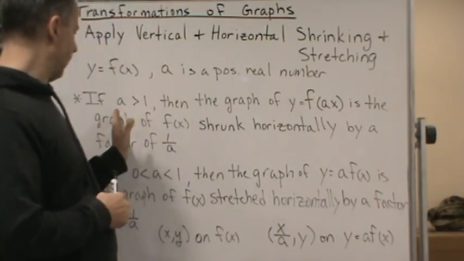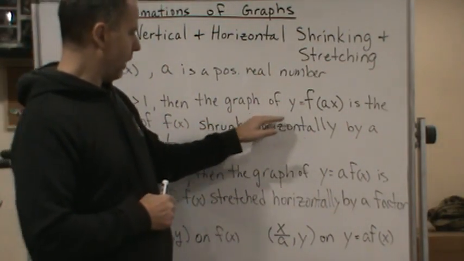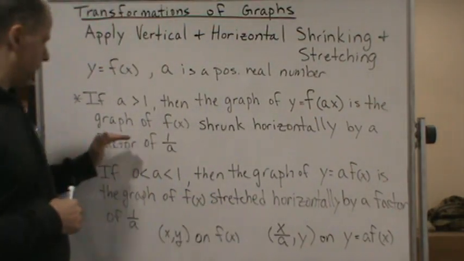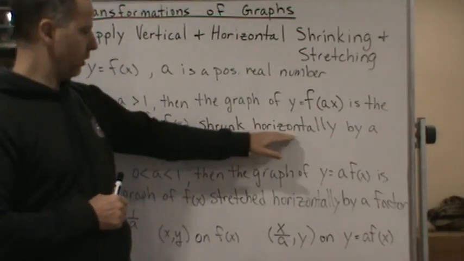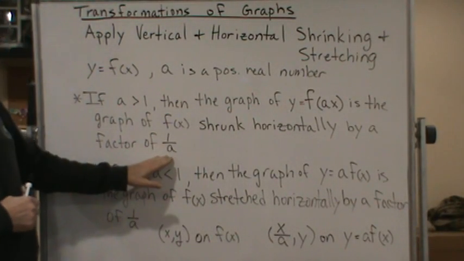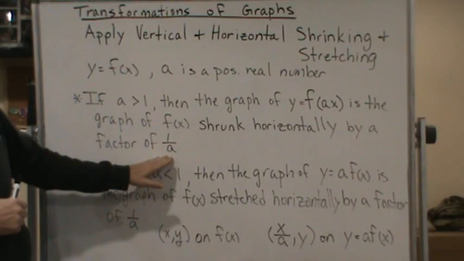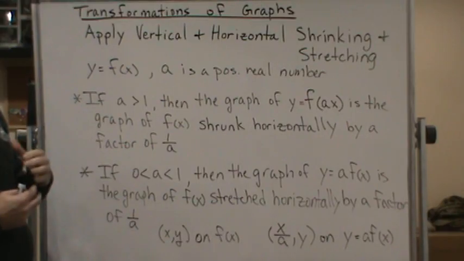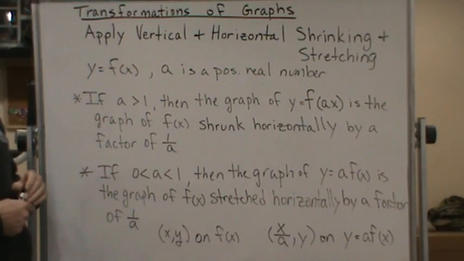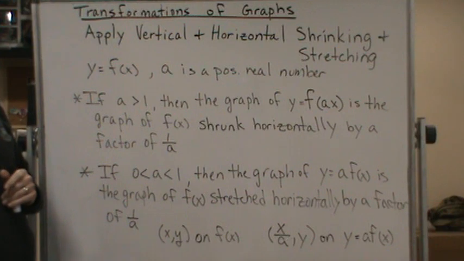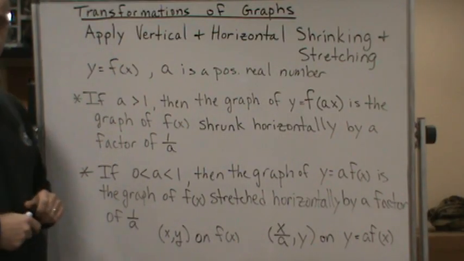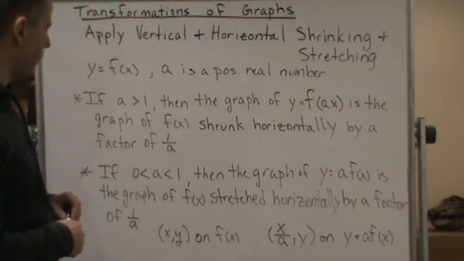So this is going to be in the horizontal direction. And so again, if a is greater than 1, then the graph of y equals f of a times x is the graph of f of x, but shrunk horizontally by a factor of 1 over a. Okay? So if a is greater than 1, it results in a horizontal shrinking. So opposite of what we saw with the vertical, right? Again, not what we might think automatically or assume if we didn't know, right?